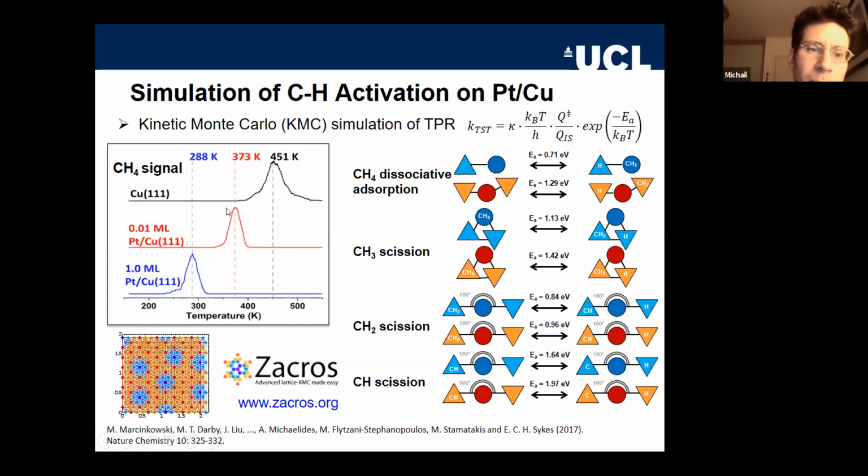And the single atom alloy, which is here, this platinum copper single atom alloy, can do the CH activation at intermediate temperatures. And we have also seen that it doesn't coke. So effectively, it exhibits the best of both worlds from platinum and copper.